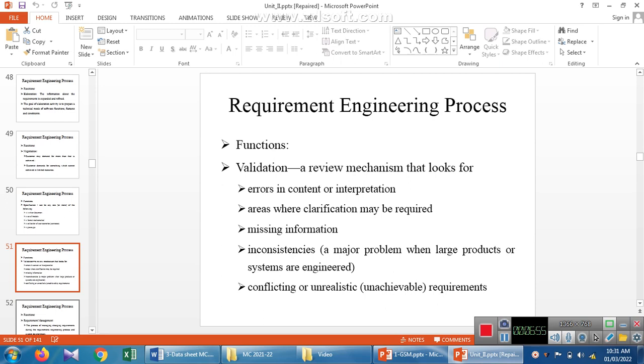First of all, in this requirement, what mechanisms will be taken care of: errors in the content should be avoided, and the areas and classification that may be required. Missing information, where the information is missing, should be identified by the validation. Inconsistency between the user and the organization can be identified by the validation, and unrealistic data and unrealistic requirements can be avoided by using validation.